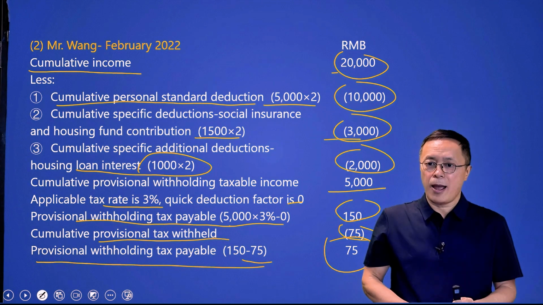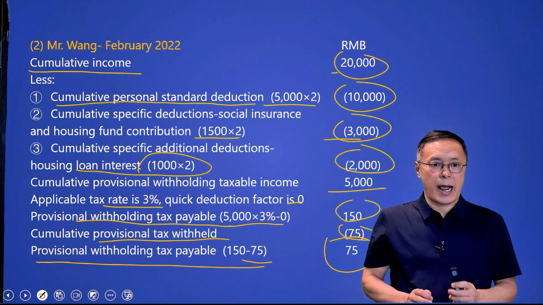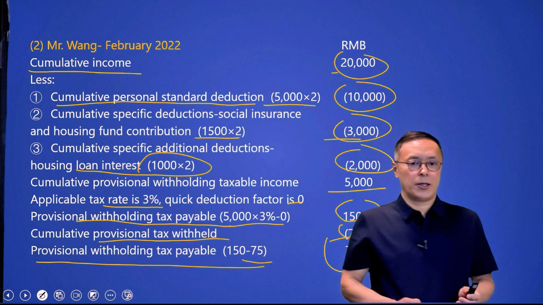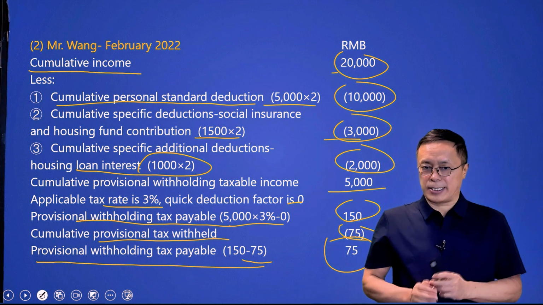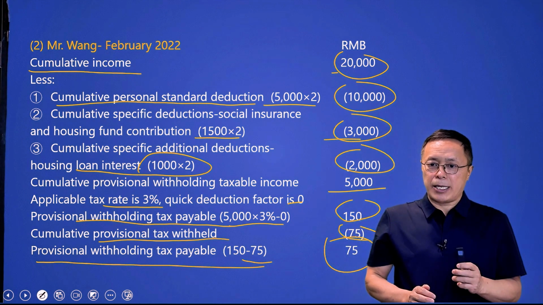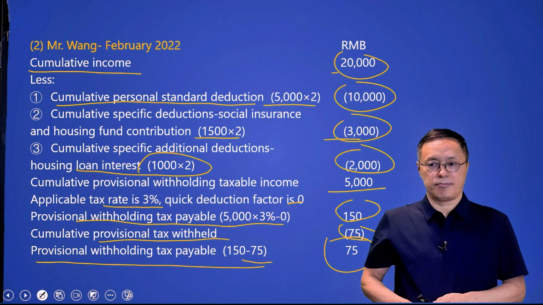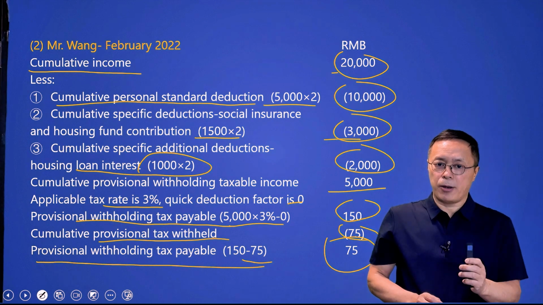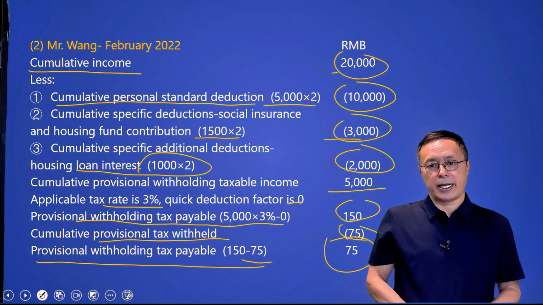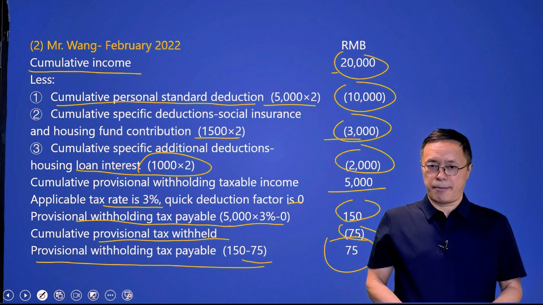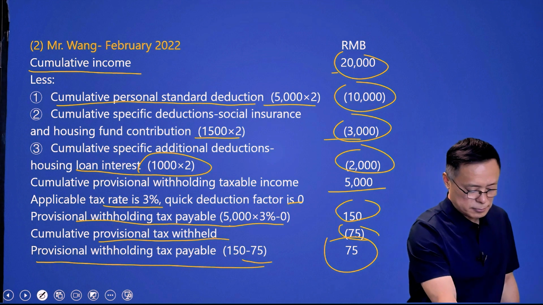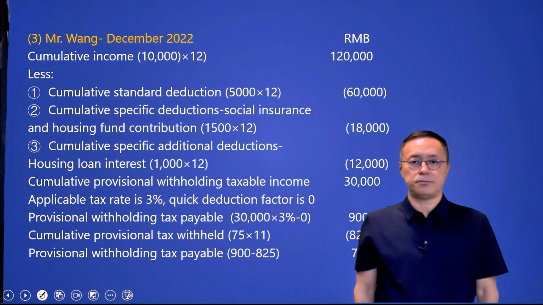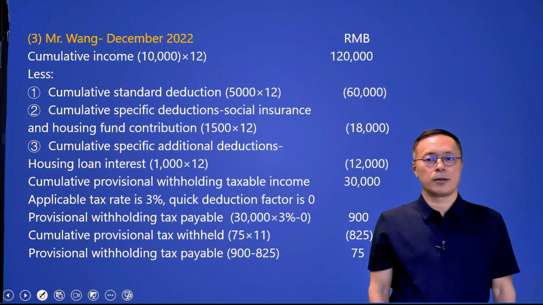Now we have calculated the individual income tax that Mr. Wang should withhold and prepay on his salary in January and February. We've noticed that each month is calculated based on the cumulative amounts. The calculation method from March to November is the same. So finally, let's come to December.